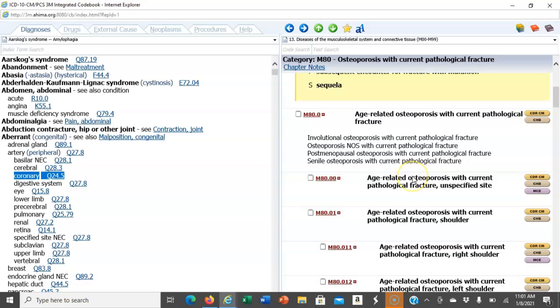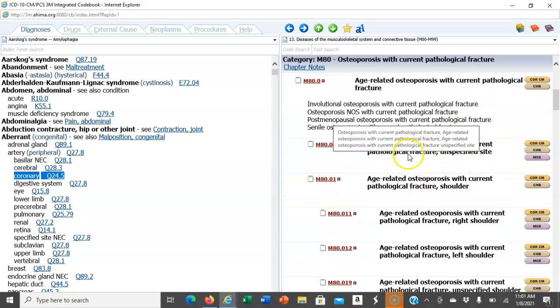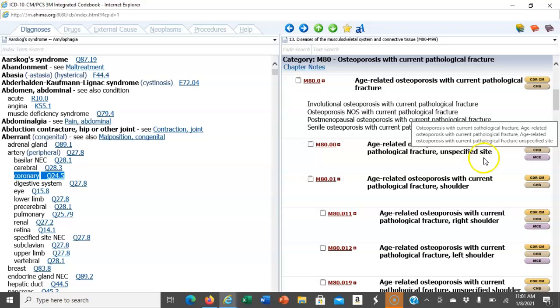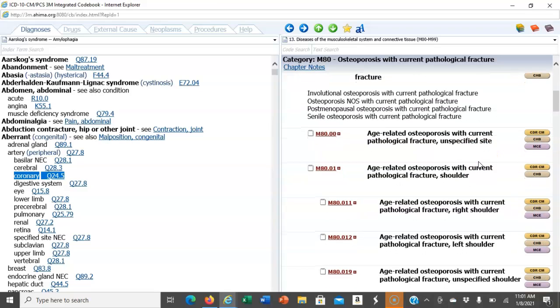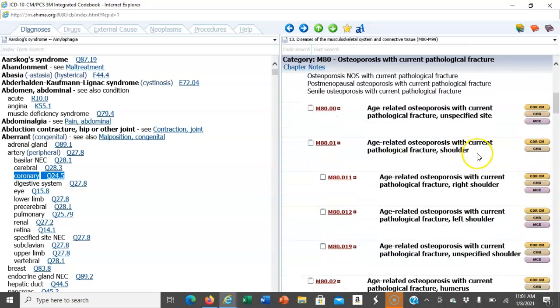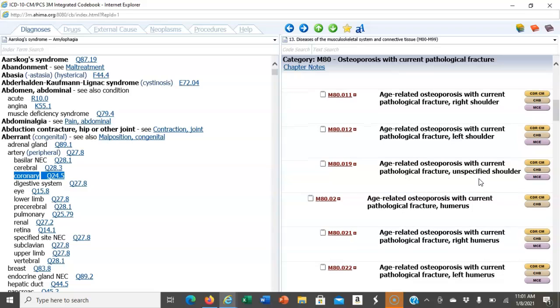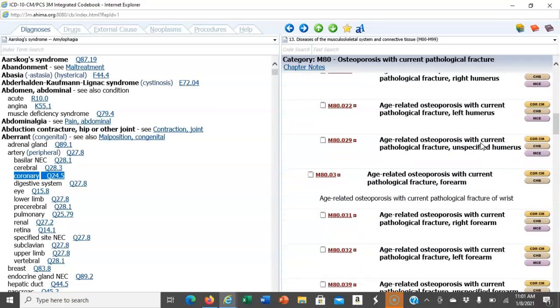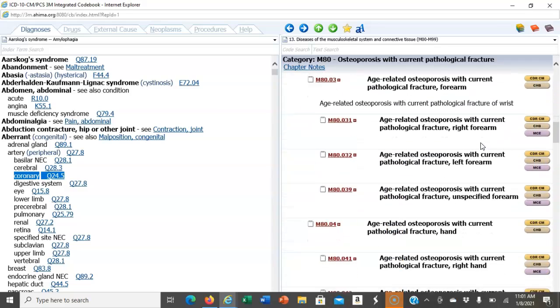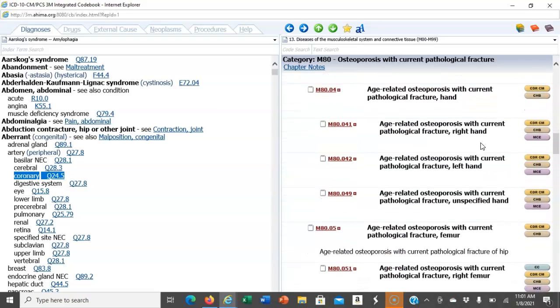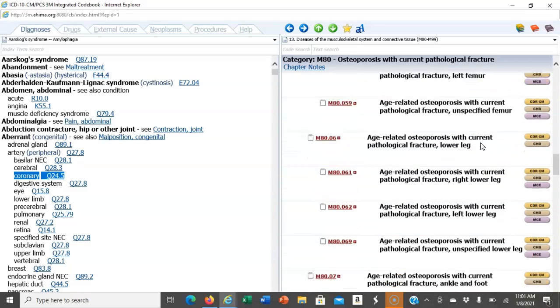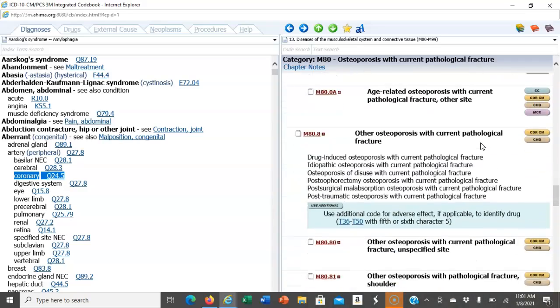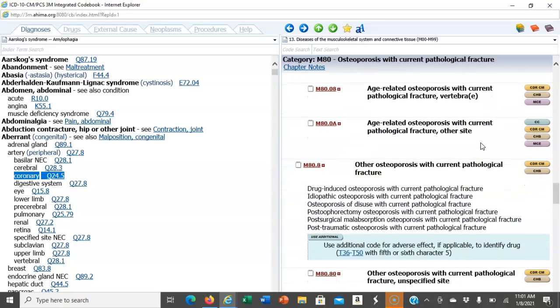So for instance, in the first category, we have a current pathological fracture unspecified site. Not very likely that you will ever use that. Then next we find the pathological fractures for different body parts. We can see that shoulder is broken down to right shoulder, left shoulder, unspecified shoulder. We're going to see that pattern continue. Next we have humerus, right, left, unspecified. Then we come to forearm, right, left, unspecified. Hand, right, left, unspecified. And so on and so forth. I'm not going to read all of these to you, but you can go down and look at those.